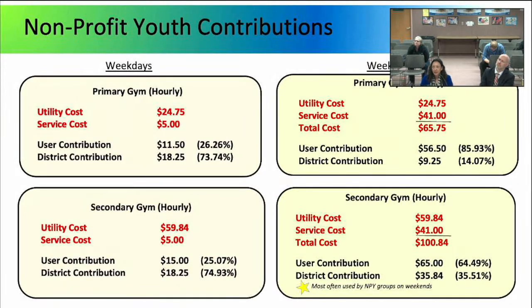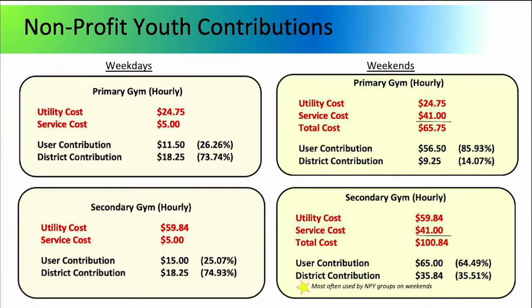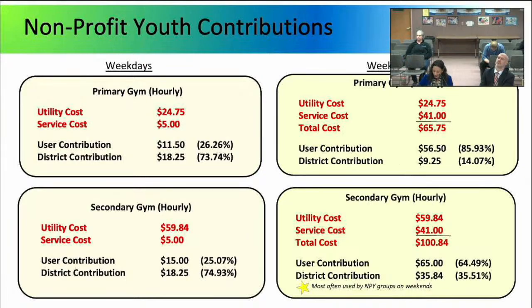Here's some breakdown information on our nonprofit youth contributions. For the primary gym on an hourly rate, the utility cost is $24.75. Sorry, did I skip a page?